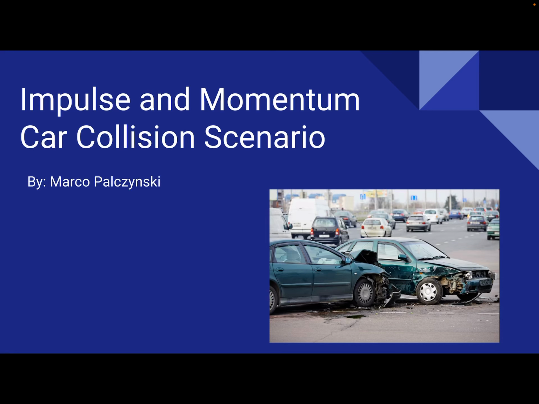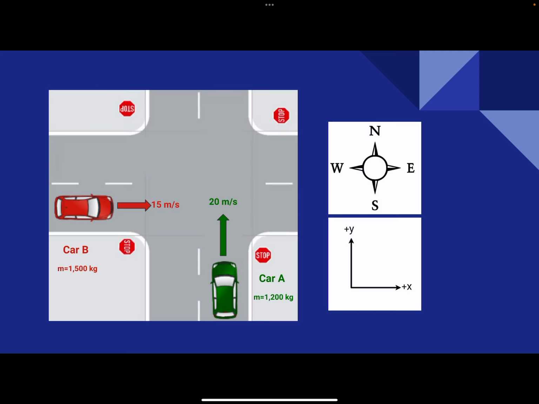In this problem, we'll be going over impulse and momentum of a car collision scenario. In this diagram, we have labeled our north, east, south, and west directions, and labeled our positive y to go up and our positive x to go right.